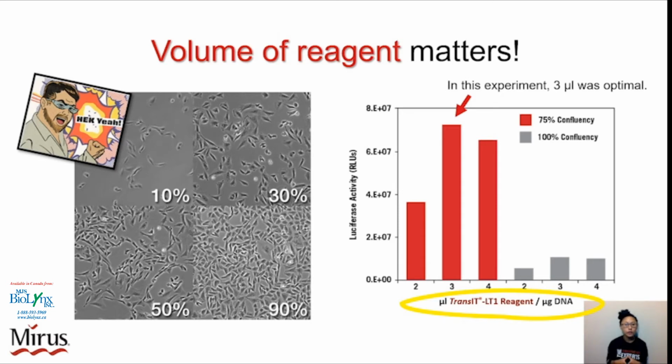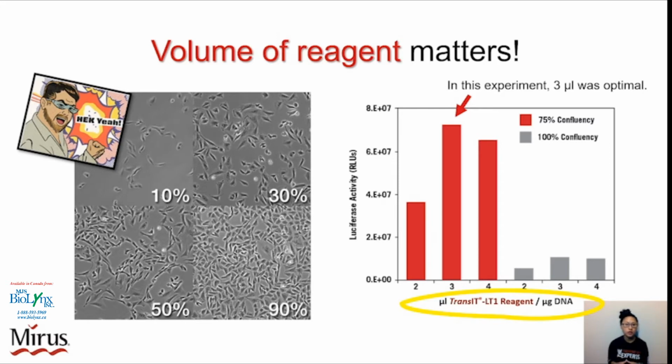And the volume of reagent used per milliliter of culture can have an impact on not only the efficiency, but also the cytotoxicity that results from transfection. If you can get the same amount of transfection with less reagent, that's always better for reducing cytotoxicity.